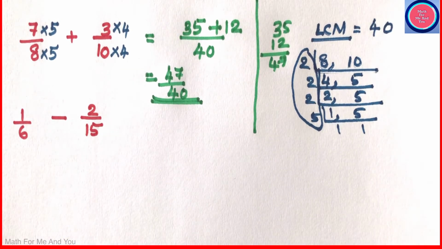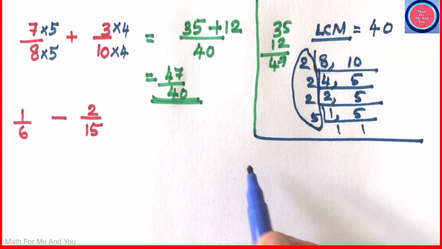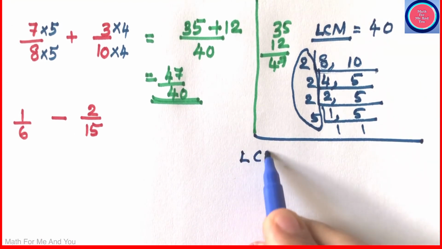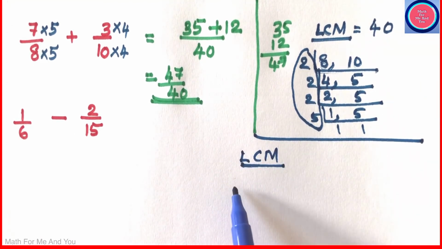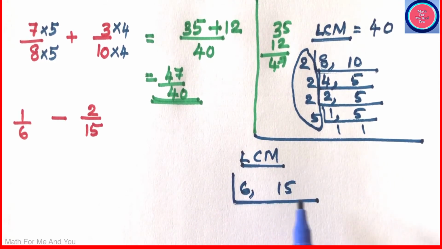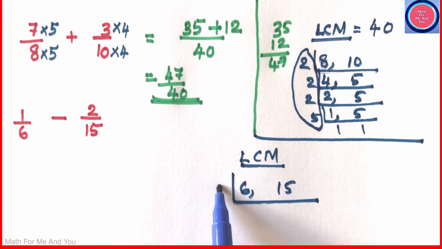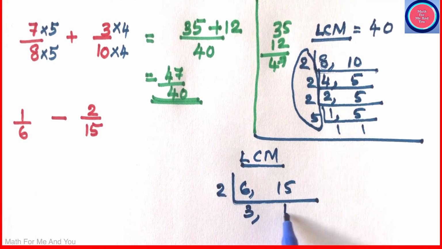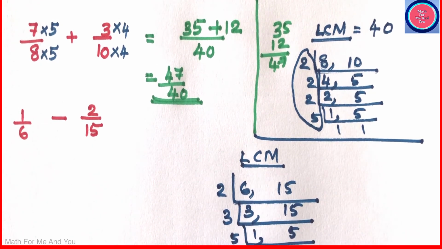Second question, 1 over 6 minus 2 over 15. Here also the denominators 6 and 15 have a common divisor, that is 3. So take LCM so that we can change to a small common denominator. That is LCM, 6 and 15. We start with the 2. Can divide by 2. So we get 3 and 15, right, same. Now here we take 3 and divide. 3 times 1 and 3 times 5. Next we take 5. So 1 and 1.